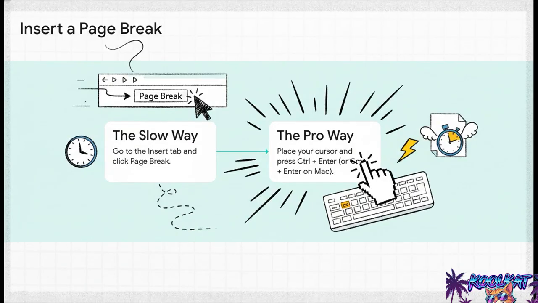So how do you do it? Well, there's the slow way. You can go up to the Insert tab, find the button, and click it. But the pro way, the way you're going to do it from now on, is the keyboard shortcut. Just put your cursor where you want the new page to start and hit Control-Enter. Boom. Done. It is seriously that simple.